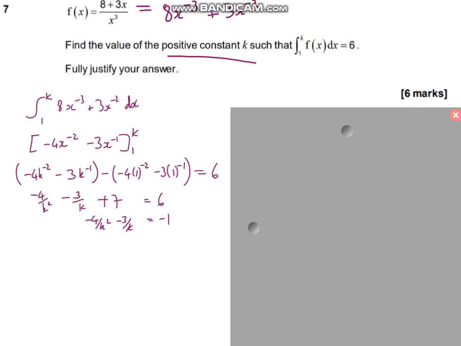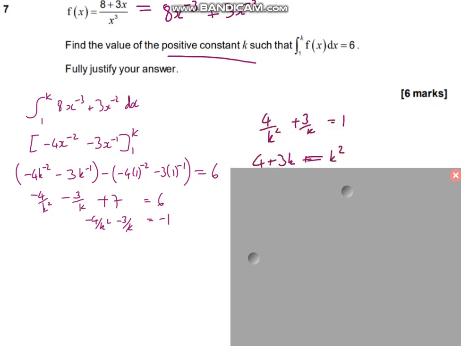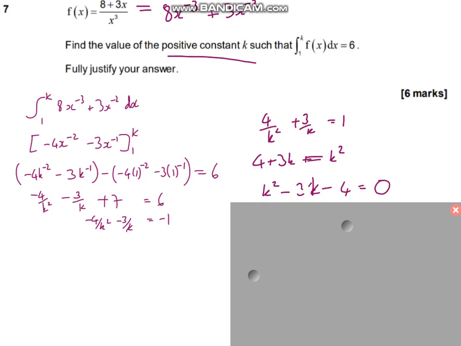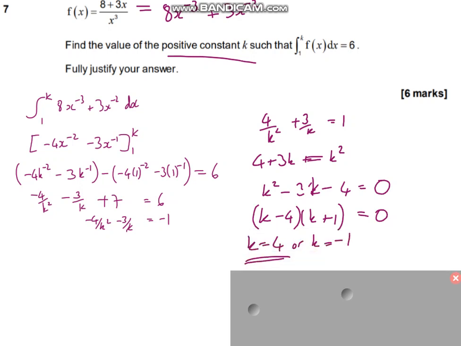Alright, so that then allows us to multiply through by minus 1, giving us this, and then multiply through by k squared, getting me to this situation. So we can now see we're coming to a quadratic, which is k squared minus 3k minus 4 equals 0, which will then factorise nicely to give us k minus 4, k plus 1. The two possible answers, k equals 4 or k equals minus 1, but we're told k is a positive constant, so k equals 4, and that is that.